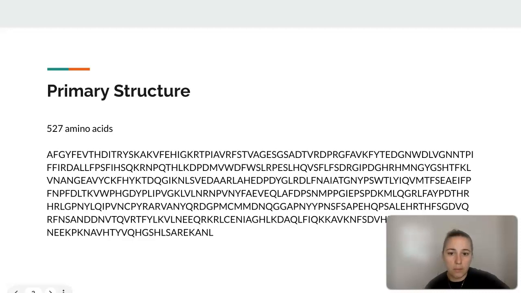Next, we'll discuss the primary structure. The primary structure of the enzyme catalase consists of a sequence of 527 amino acids. The primary structure refers to the linear arrangement of amino acids in the protein chain. The primary structure of catalase provides the basis for the formation of secondary structures such as alpha helices and beta sheets.